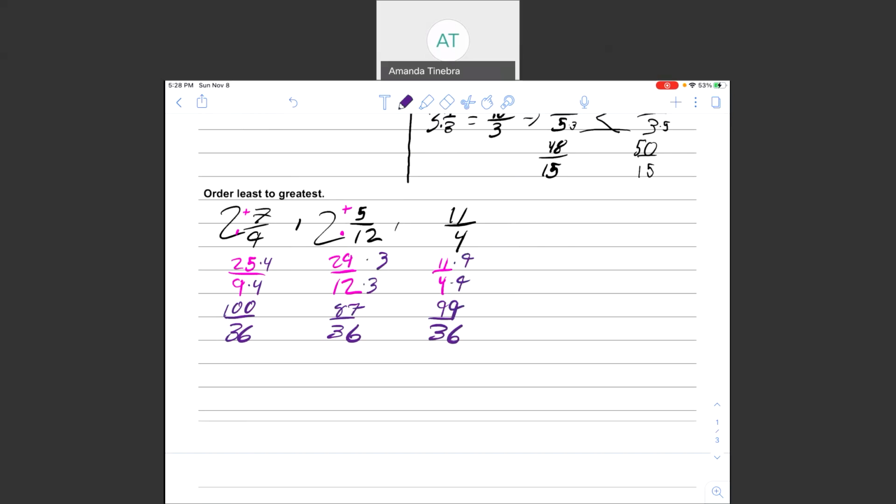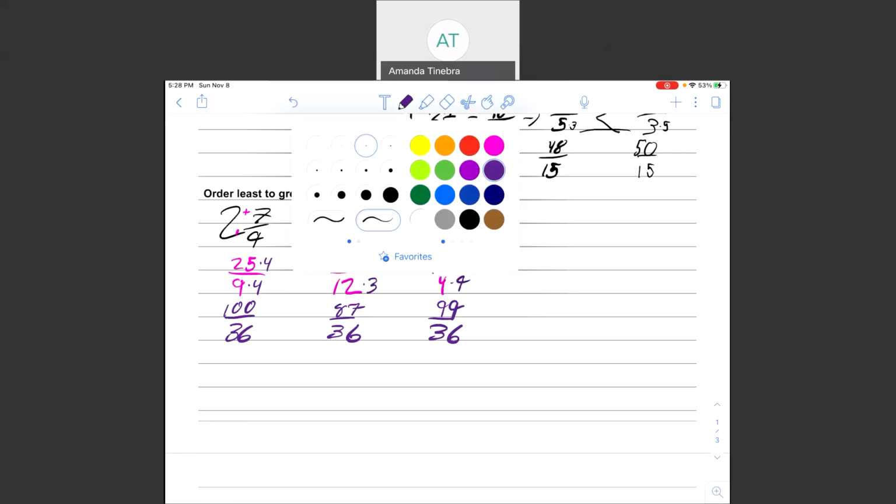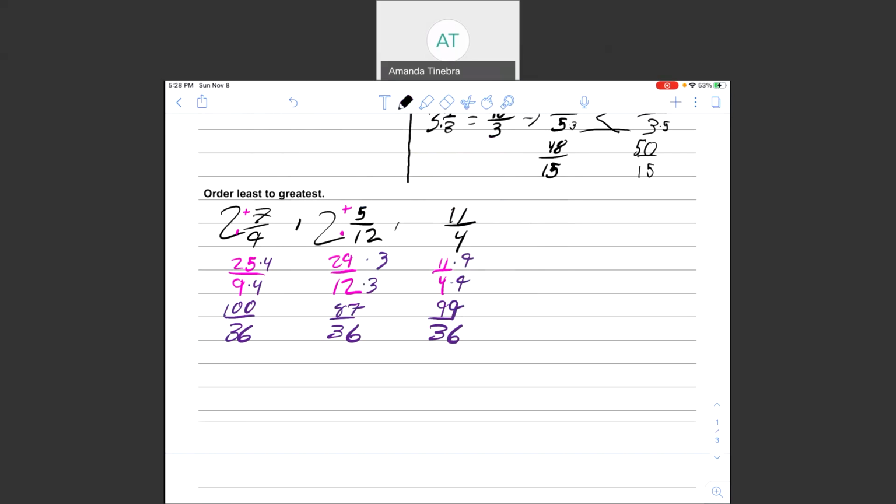Okay? So to order these from least to greatest, the smallest is 87/36, which is the same as 2 and 5/12. So my smallest number is 2 and 5/12. Next is 99/36, which originally was 11/4. And the biggest number is 2 and 7/9. And that will be my answer.